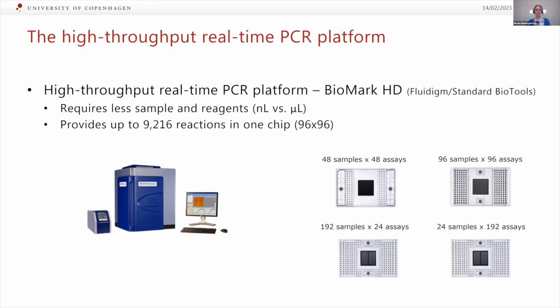We decided to work with the high-throughput real-time PCR platform called Biomark from Fluidigm, now Standard BioTools. This is a system that uses less sample and reagent compared to a traditional real-time PCR platform. With this system, you can provide above 9,000 reactions in one run. It is a chip-based system, and there exist different chip formats, where you can see some of them here to the right. The choice of chip depends on how many samples and assays you have.